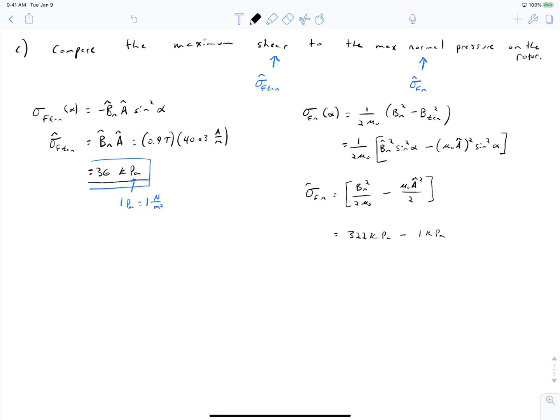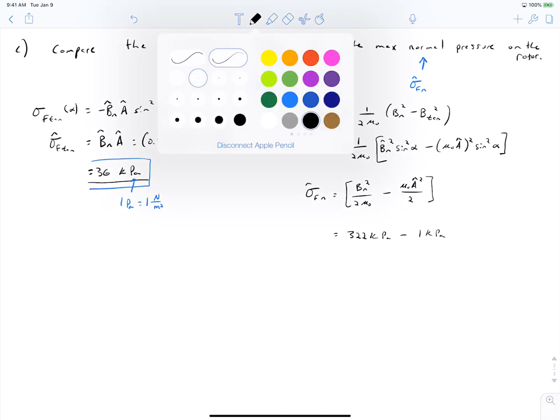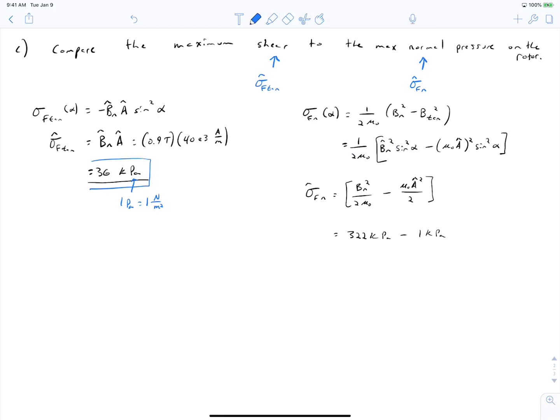And so when we plug in these terms, we see that we have two contributors to our normal pressure density. The first is our air gap field, or our normal field, and the second is our tangential field, which is due to that circumferential current density. But that second term contributes nearly nothing to our normal force density. This is approximately 0 compared to the normal term. 1 kilopascal compared to 322 kilopascal is nothing.